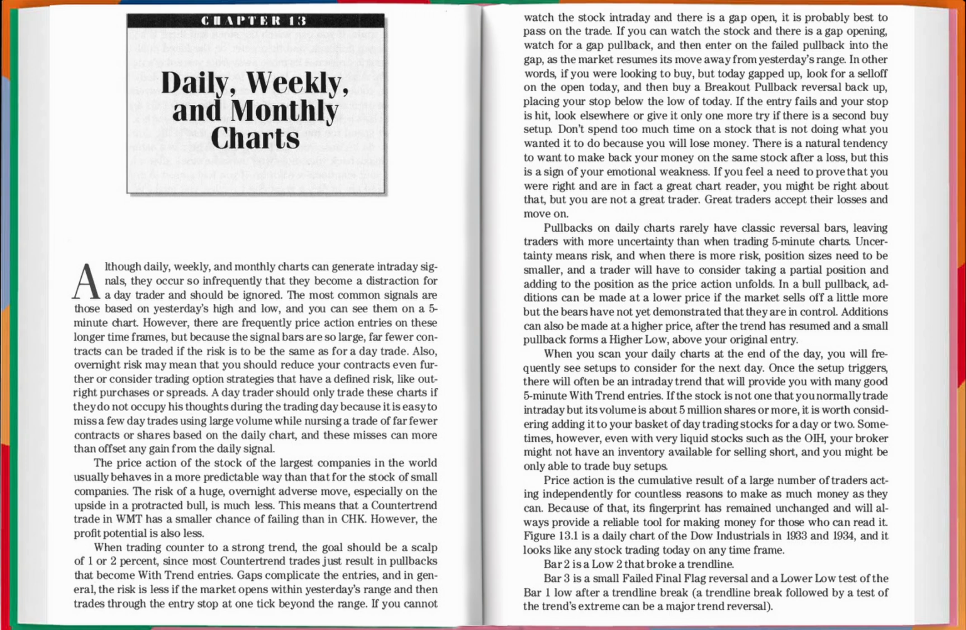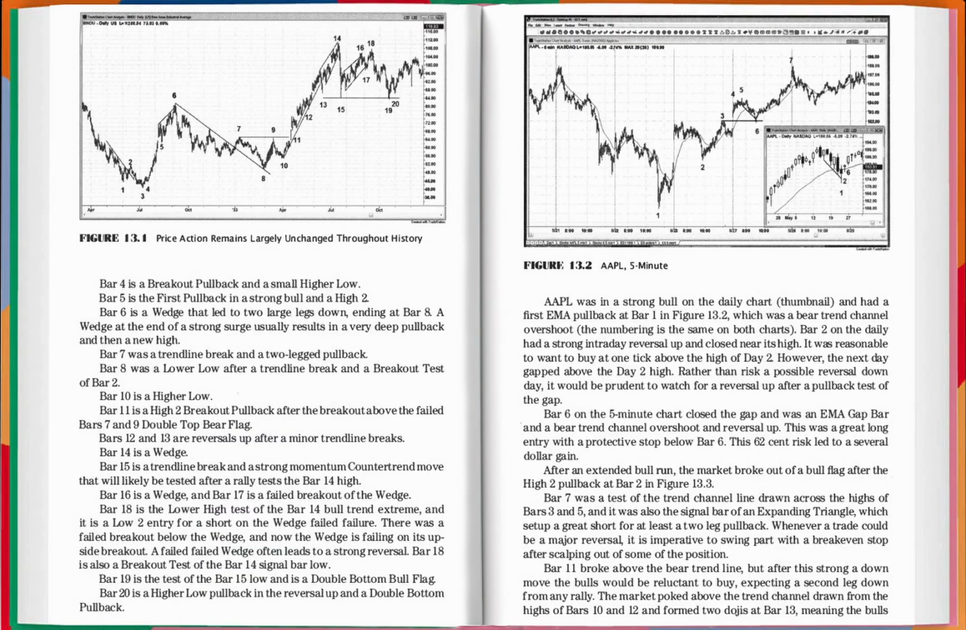Bar 2 is a low 2 that broke a trend line. Bar 3 is a small failed final flag reversal and a lower low test of the bar 1 low after a trendline break. A trendline break followed by a test of the trend's extreme can be a major trend reversal. Bar 4 is a breakout pullback and a small higher low. Bar 5 is the first pullback in a strong bull and a high 2.